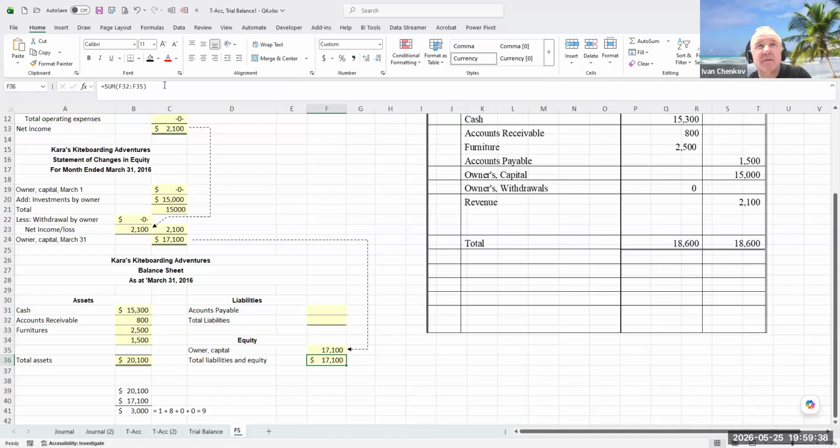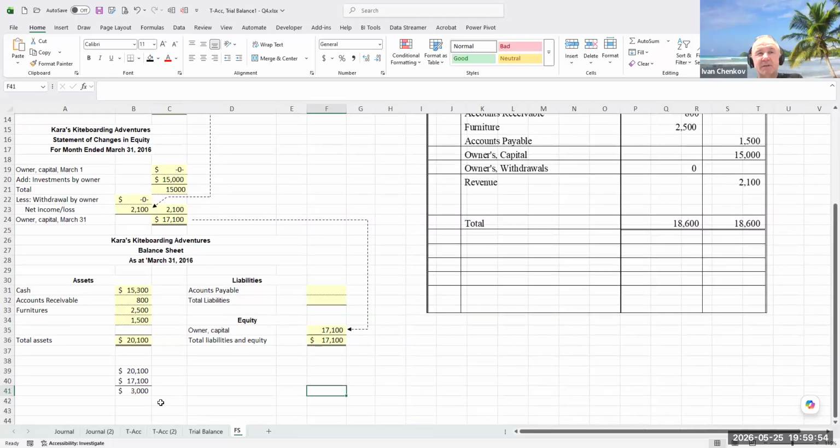So now, for my calculation, I have 20,100 as assets and 17,100 as liabilities and equity. Now, as you can see, the difference between the two numbers is 3,000. What that means is that the mistake we made actually doubled itself. So if you try to look for a $3,000 difference, you're never going to find it.